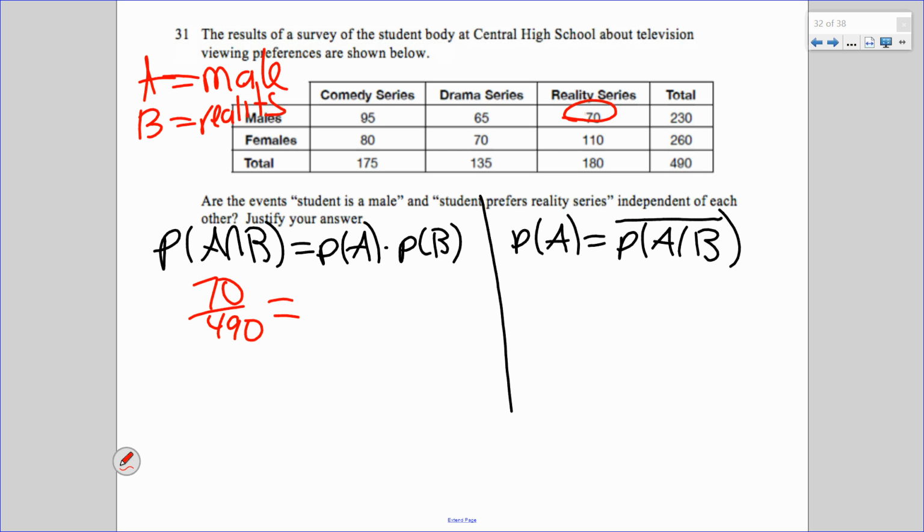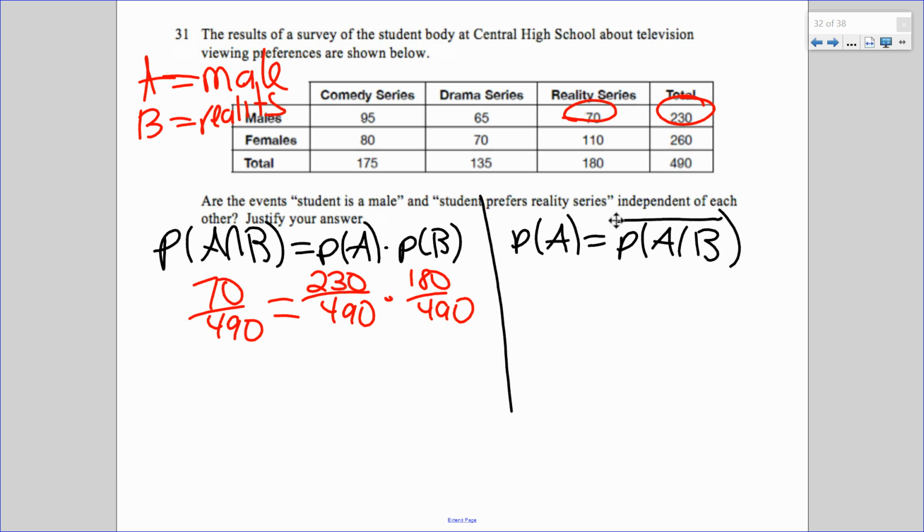P of A, what's the probability someone's male? 230 over 490, times what's the probability someone likes reality? 180 over 490. Let's do the other piece, and then we'll see if they're equal.